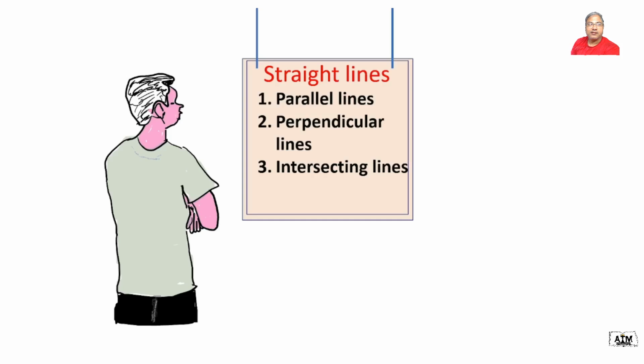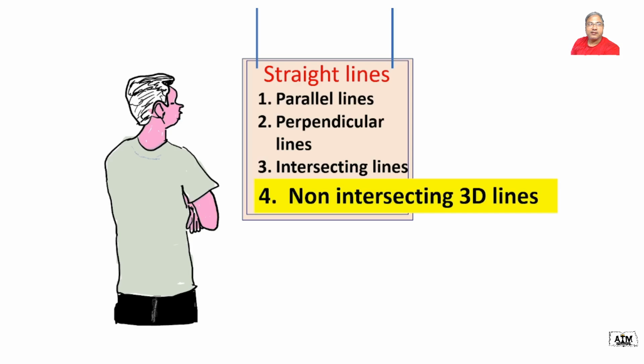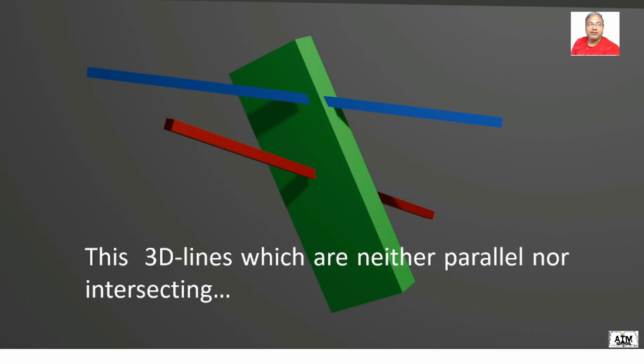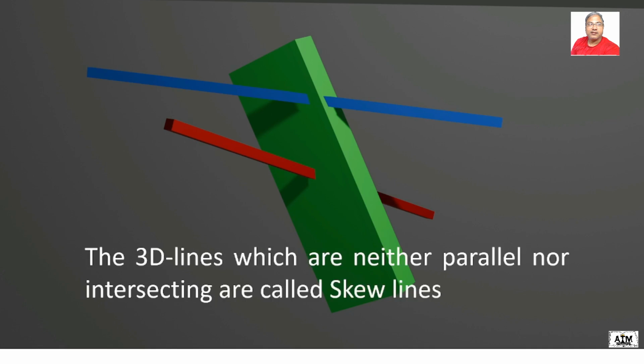So, straight lines are parallel lines, perpendicular lines, intersecting lines, and the fourth type is nothing but non-intersecting 3D lines. These 3D lines which are neither parallel nor intersecting are called skew lines.